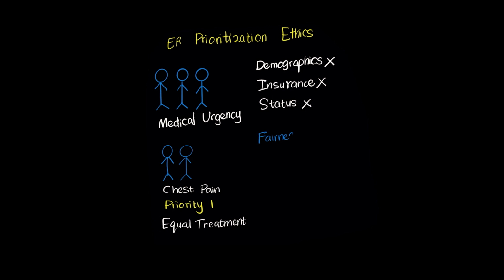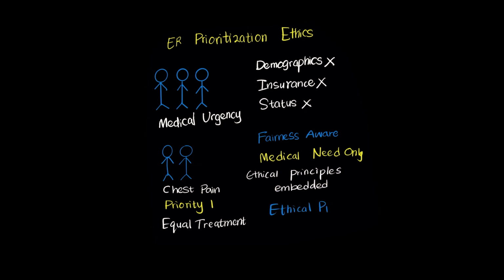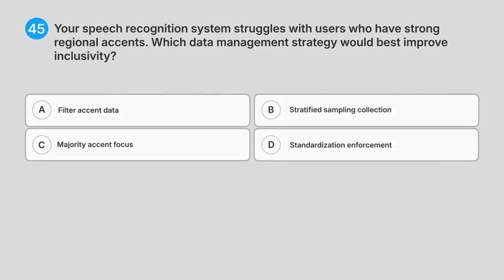Pure optimization could favor profitable cases. Cost minimization might deprioritize expensive treatments. And speed maximization could skip complex urgent cases for quick simple ones. Fairness-aware classification embeds ethical principles directly into the algorithm, ensuring medical urgency remains the sole criterion.